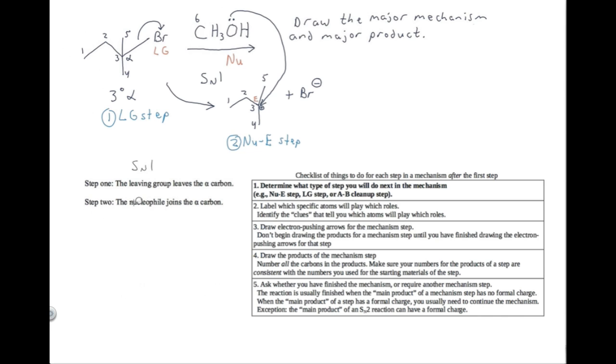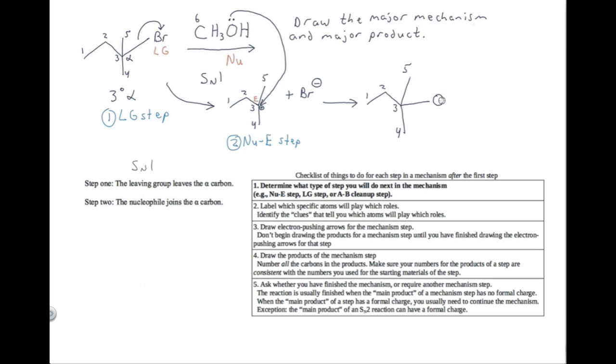In step 2 of an SN1, the nucleophile joins the alpha carbon. Carbon 3 can still be referred to as the alpha carbon. Now we can draw the products of that step. This arrow tells us to draw a bond between the oxygen and carbon 3.